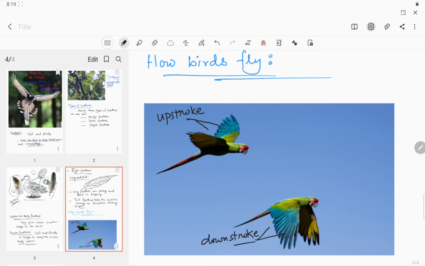So as I told you before, birds fly with the help of wings, and wings are joined to the body with strong muscles that help them to move. Now today we will discuss how birds fly. Birds use two processes to fly. The first one, upstroke. The second one, downstroke. So let's study what is upstroke.